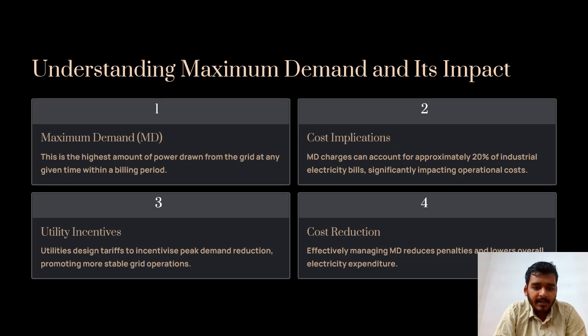the utility tariffs incentivize peak demand reduction, promoting more stable grid operations. Stable grid operations means reduction in the peak intensity of load. Cost reduction means efficiently managing maximum demand, which reduces penalties and lowers overall electricity expenditure, the amount we spend on electricity.